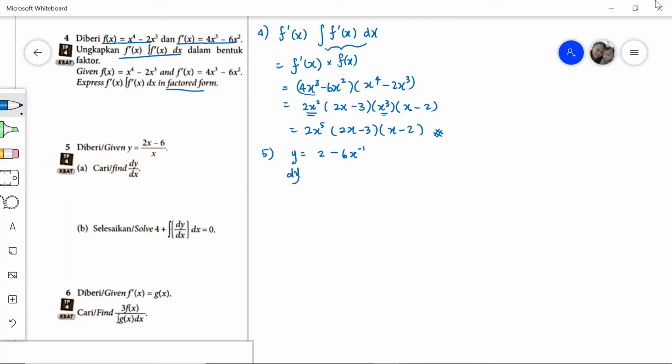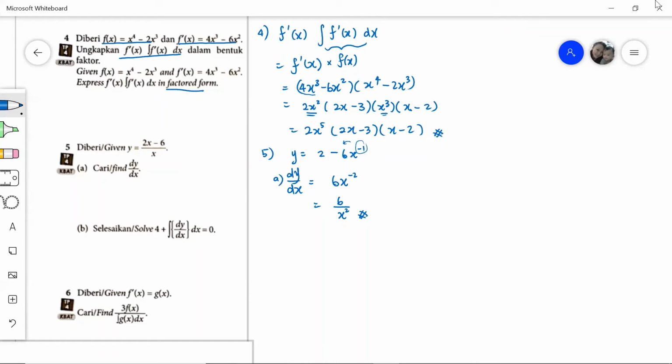So from there, we differentiate this. We bring this down to the front, multiply with negative 6. So we have positive 6x to the power of negative 2. So for this one, we got the answer. Either we leave the answer like this or we write 6 over x squared. So this is part A.